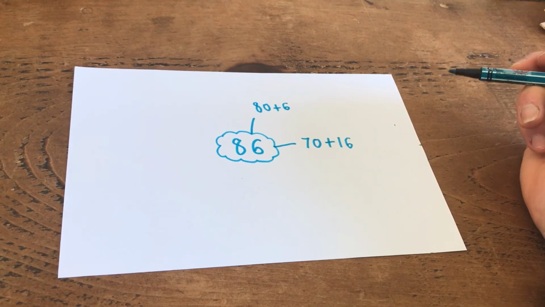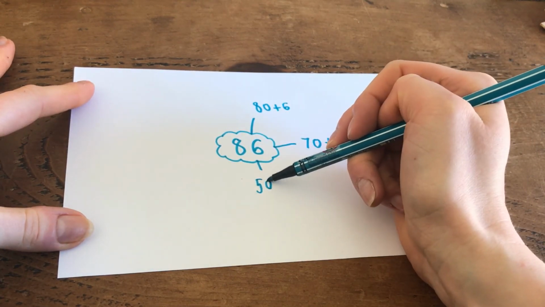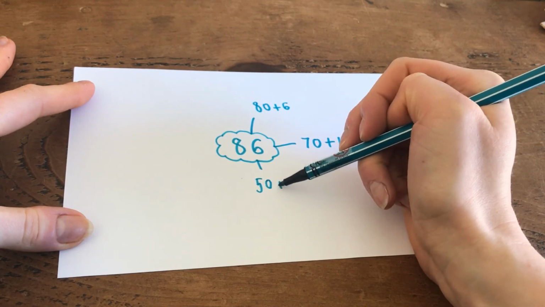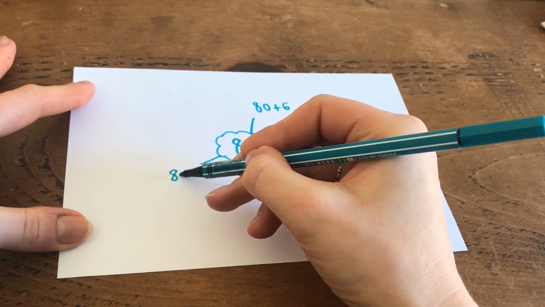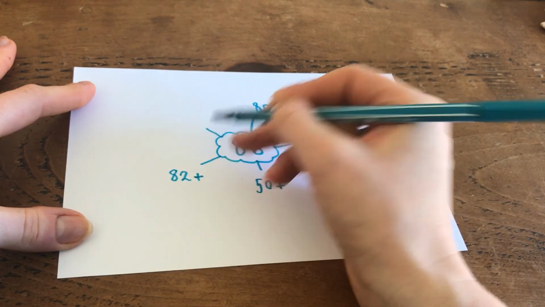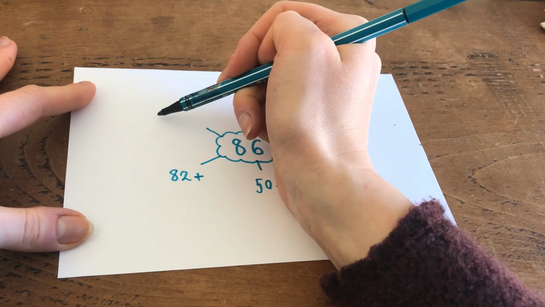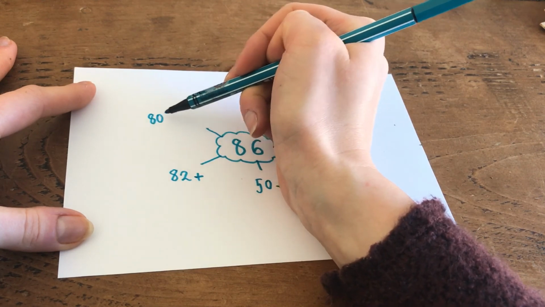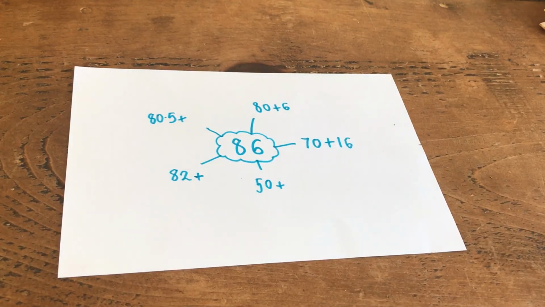I'm not going to give you any more now because I want you to see how many you can find, and maybe you can email in with how many different ways you found and take a picture and show it to me. I would love to see it. You might want to have a look at what you might add to 50. You might want to think about what you might add to 82. You might want to think about what you could add to, those of you who want a bit of a challenge, 80.5. And there's many ways that you could do it.